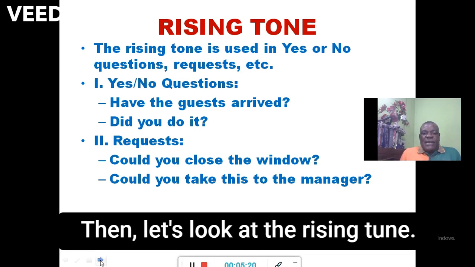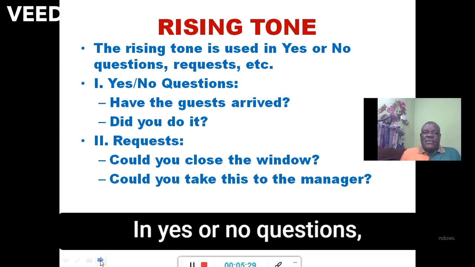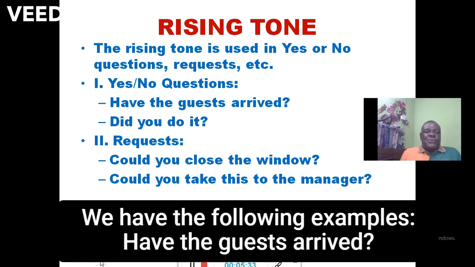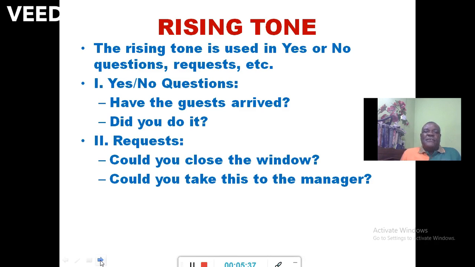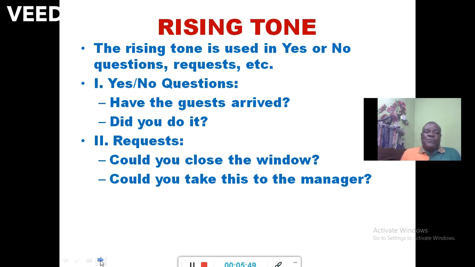Then let's look at the rising tone. The rising tone is used in yes or no questions and in requests. In yes or no questions, we have the following examples. Have the guests arrived? Did you do it? You can see that the yes or no questions always use the rising tone.